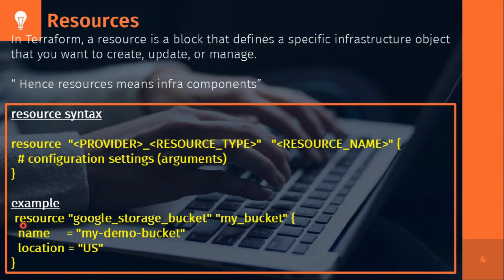See here, it starts with a resource keyword again, since it's a resource block. Immediately after resource, in double quotes, I have provided the resource type. Here the resource type is google_storage_bucket. After resource type, I immediately provided the resource name. So my resource name is my bucket. After that, we have two arguments here inside this resource block. One is a name, another one is a location.